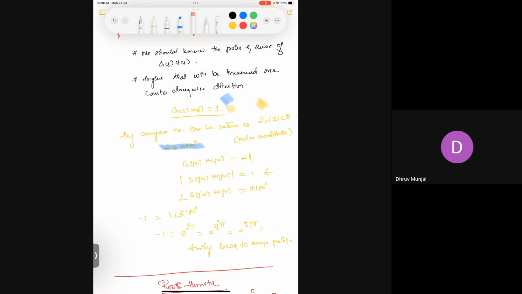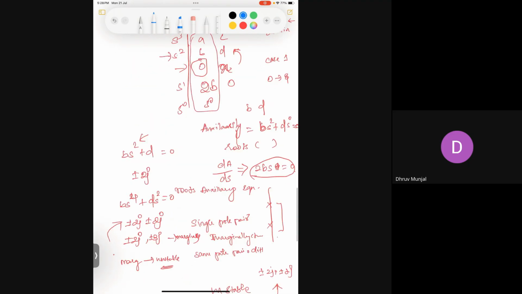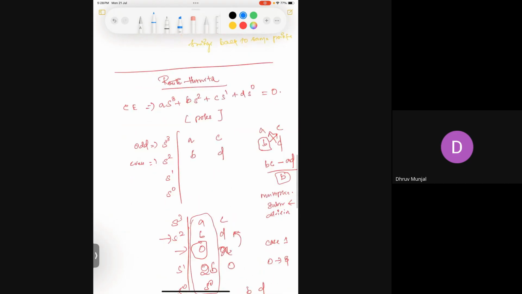Is it clear, or do you still have any doubt on that? This one. Okay, right. You can also try writing in this form. You will get the same equation this way. Okay, right. Now we got to know two important terms in this topic, that is angle and magnitude criterion. This is from the previous class.